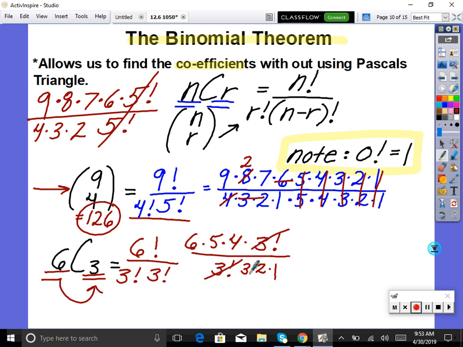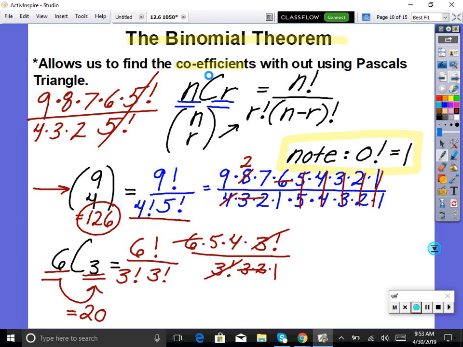Then look right here. 3 times 2 is 6. 6 and 6 divide out. So what do I have left? 5 times 4 is 20. 20 divided by 1 is 20. Okay. Now I'll show you where we're going to use this. That's the binomial theorem. That is the theorem, nCr.